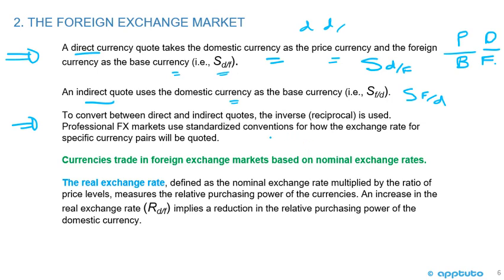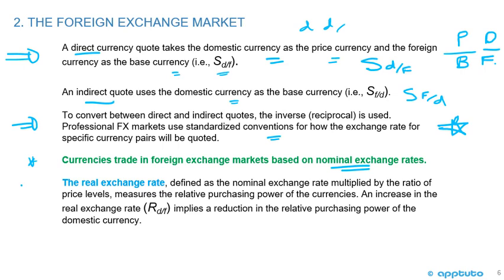Professional FX markets use standardized conventions for how the exchange rate for specific currency pairs will be quoted. And that's why I started with that slide and then led into this slide. You have to know that professional FX markets use those standardized naming conventions, and which currency is the price and which currency is the base, okay? So currencies trade in foreign exchange markets based on nominal exchange rates. So that's getting back to the LOS, asking about what a nominal exchange rate is.